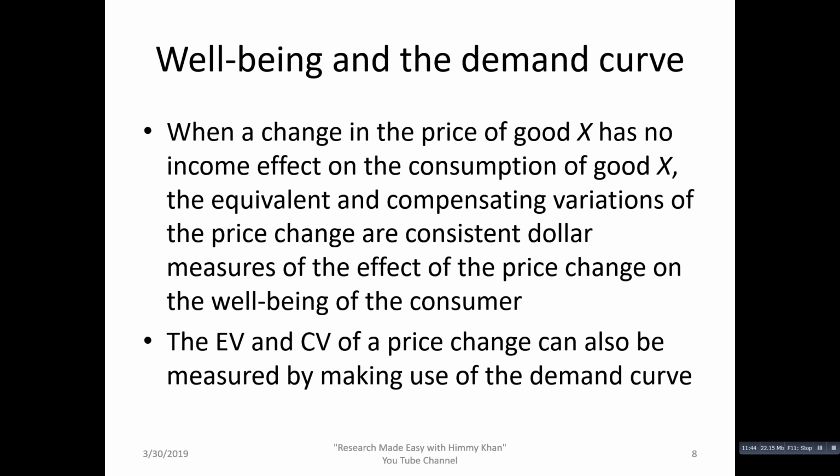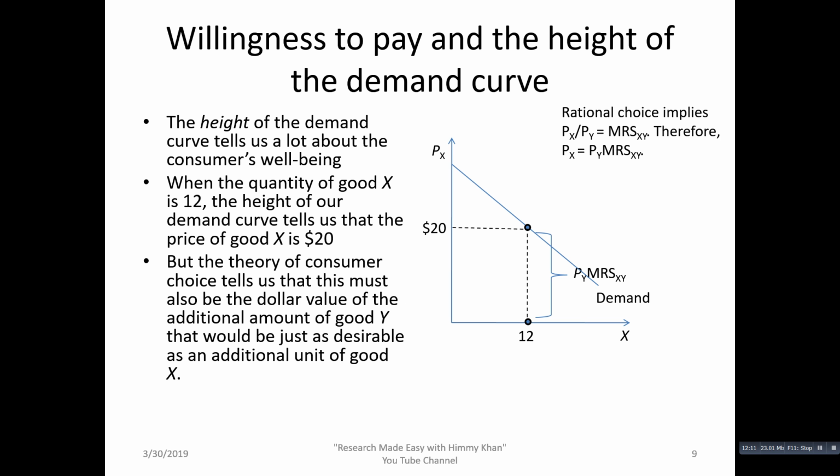Well-being can also be measured with the help of the demand curve. When a change in the price of a good X has no income effect on the consumption of good X, the equivalent or compensating variations of the price change are consistent dollar measures of the effect of the price change on the well-being of the consumer. The equivalent variation and compensating variation of a price change can also be measured by making use of the demand curve. And for that we can use willingness to pay and the height of the demand curve.